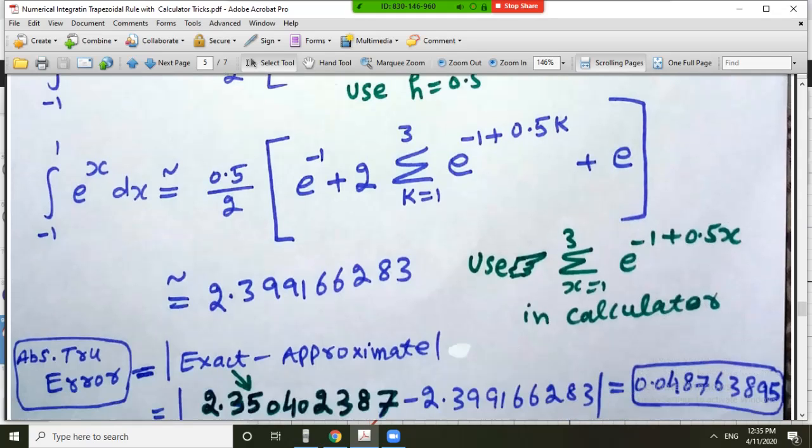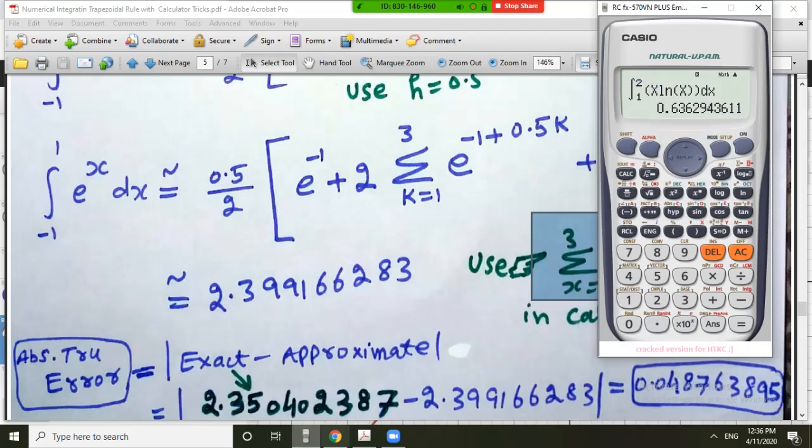In the calculator, please use this command, e raised to the power minus 1 plus 0.5x. But in writing, you should use k or some other thing because there will be confusion if we use x in writing. So how to do this in calculator? I have a calculator on the screen here. Let us do it here. Please note that this is very important to learn this trick.